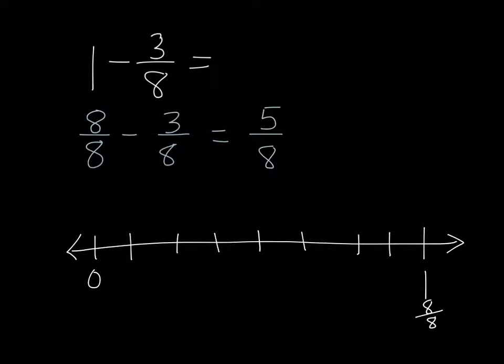And since I am subtracting 3/8, what that means is I'm going to hop on my number line backwards 3 times. And that's where my answer will be. That is the difference between these two fractions. So then I can count up and say 1/8, 2/8, 3/8, 4/8. There's my fraction, which is 5/8. That's where I landed on the number line. So the difference between 5/8 and 8/8 is 3/8.